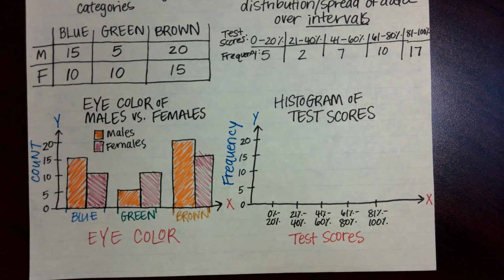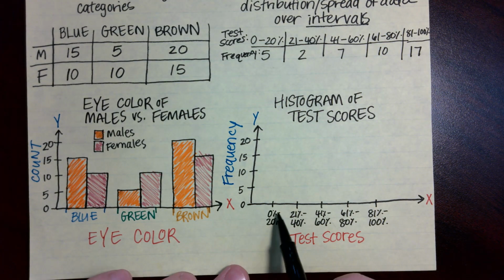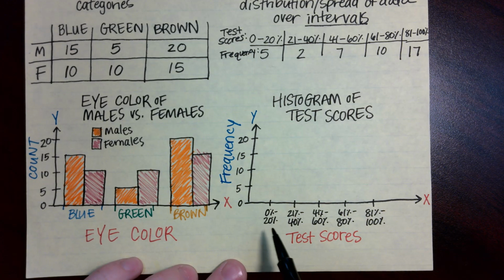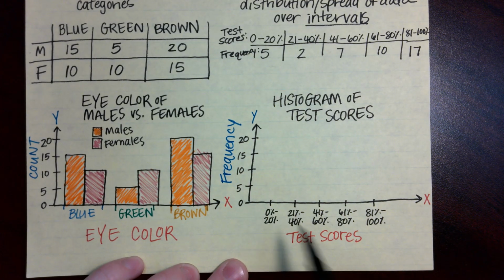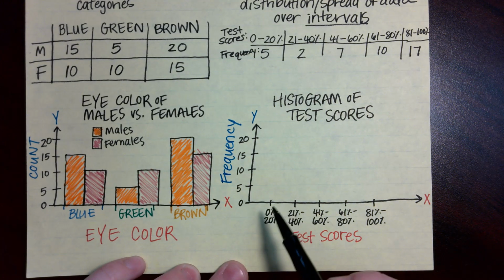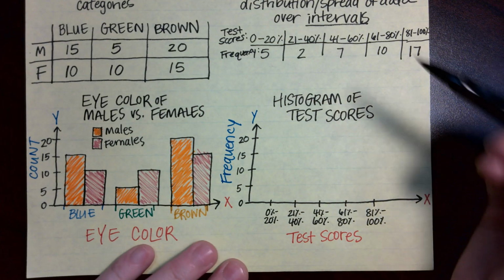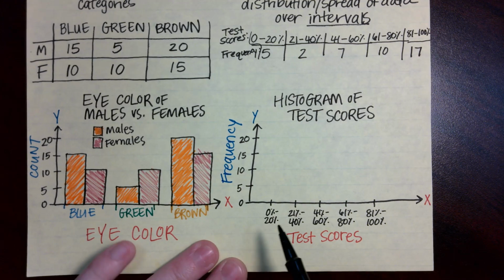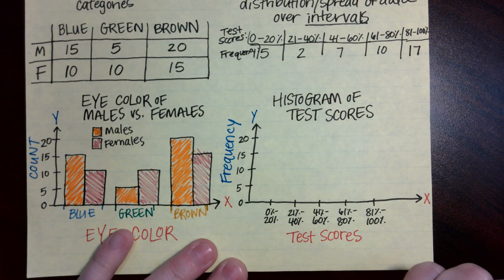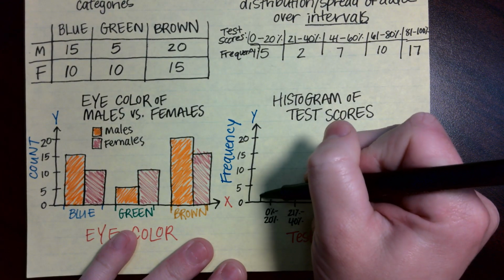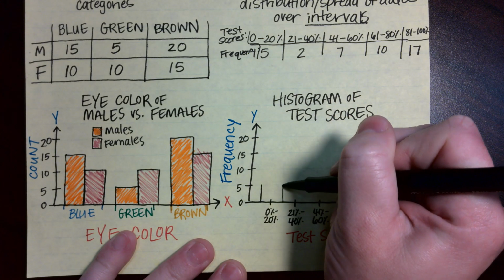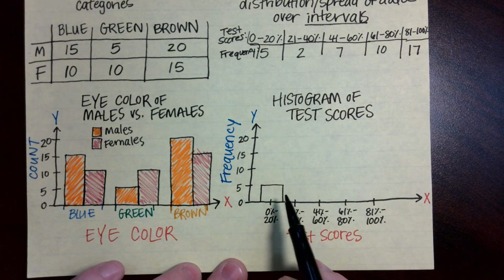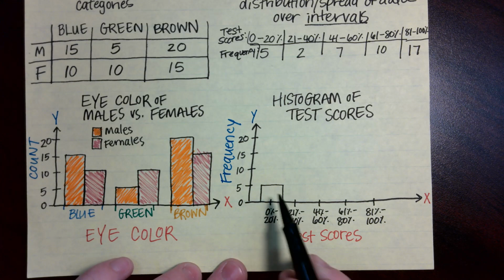Okay, so lunch is over. Let's finish our histogram. So let's look at our first interval here. We have students that scored between 0% and 20%. How many students are there if we look up at our data set? How many got 0 to 20? 5. So what I'll do is draw a bar that goes up to 5. And that's going to be my first bar on my histogram.